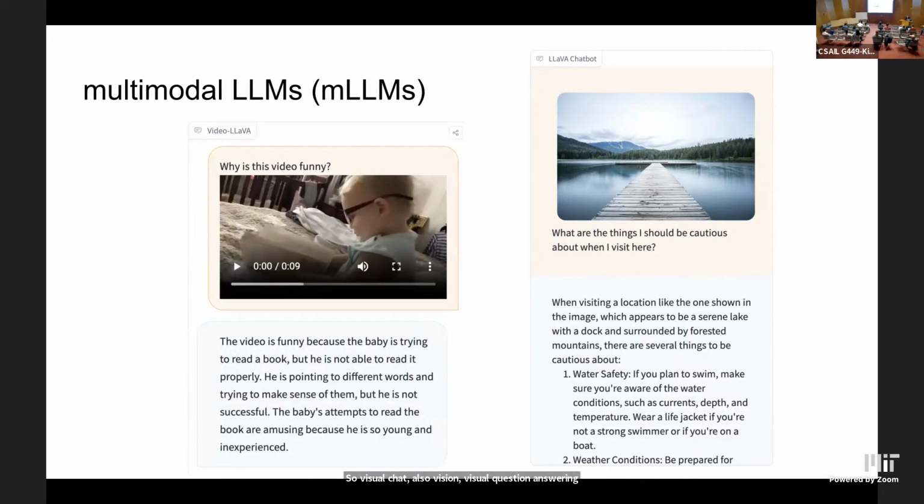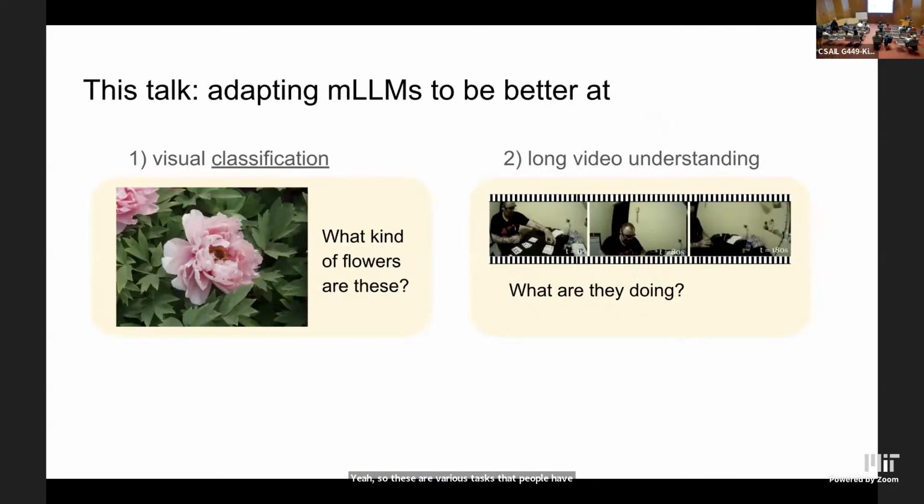Another example is video LLMs, which can talk about videos, understand what's happening in a video, describe it, answer a question of why it's funny, and answer questions about videos. So these are various tasks that people have applied large language models to. What I want to address in this talk is adapting mLLMs to be better at these two tasks: visual classification and understanding long video. So that's going to be the talk today.